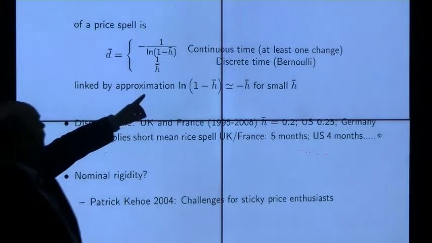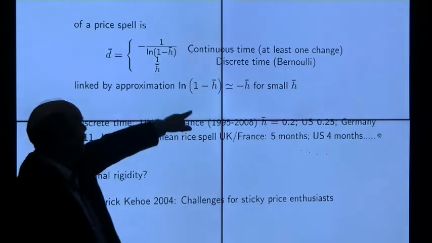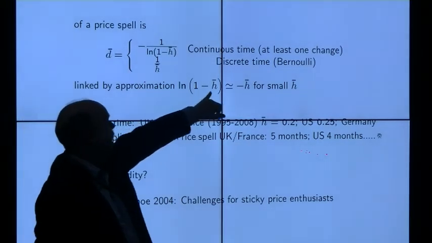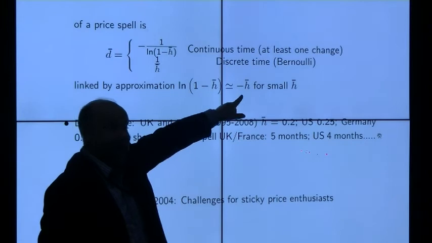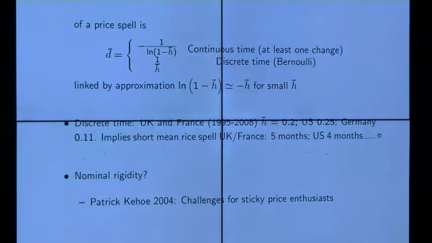And in continuous time, there's a slightly different formula, and these formulas are linked by the approximation that log of 1 minus h bar is equal to minus h bar for small h. But that's how you do it.